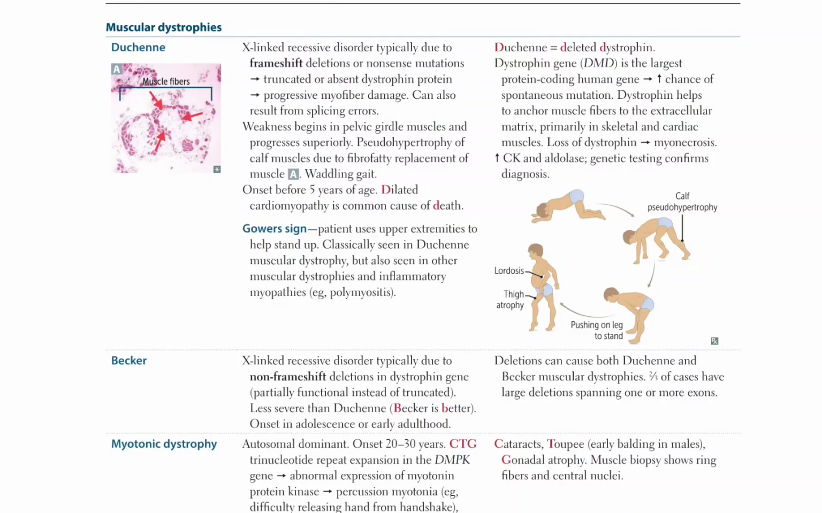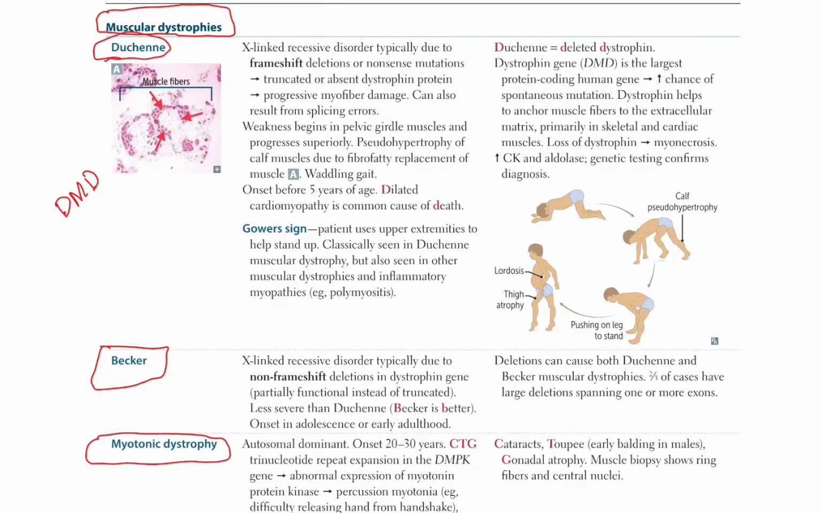Now we will discuss muscular dystrophies. The muscular dystrophies are Duchenne muscular dystrophy, Becker muscular dystrophy, and myotonic dystrophy. First, we will discuss Duchenne muscular dystrophy. It is X-linked recessive, due to a frameshift deletion or nonsense mutation. It is basically due to absent dystrophin protein.